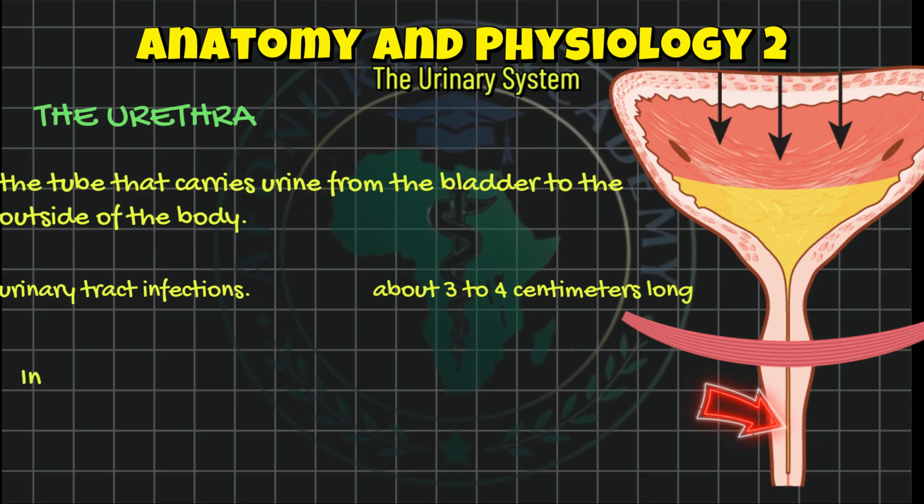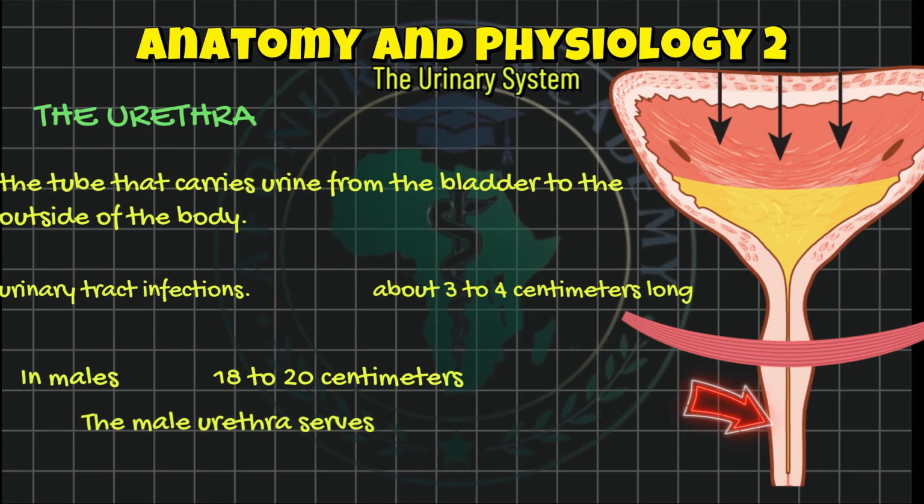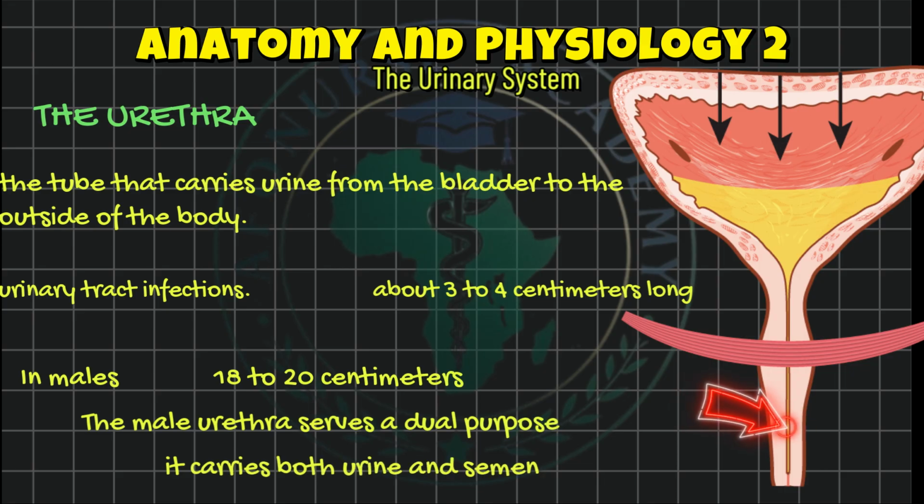In males, the urethra is much longer, about 18 to 20 centimeters. It passes through the prostate gland and then through the penis before opening at the tip. The male urethra serves a dual purpose. It carries both urine and semen, though not at the same time.